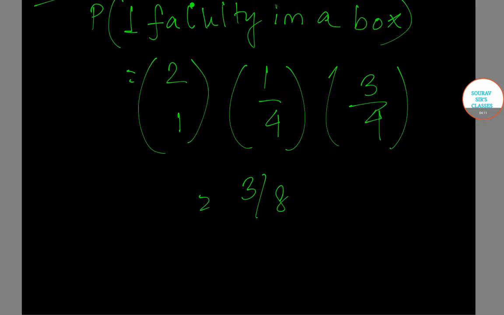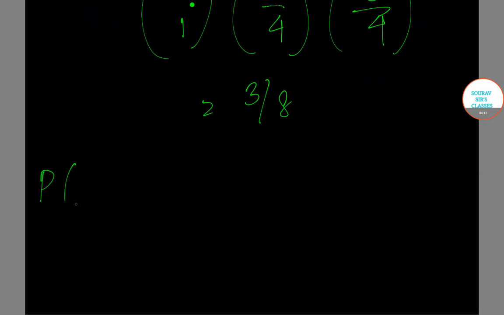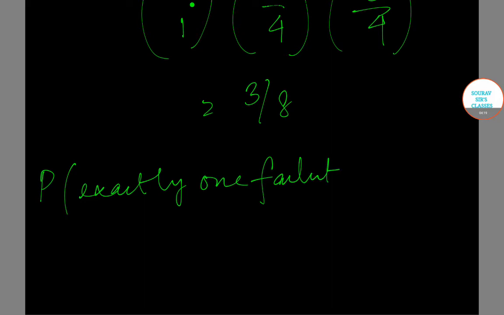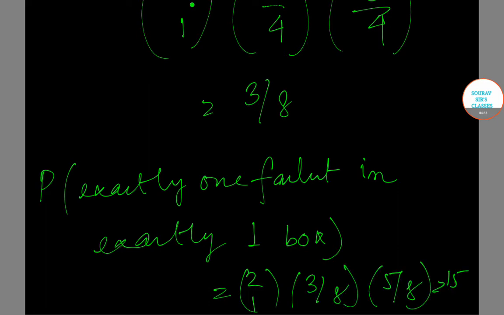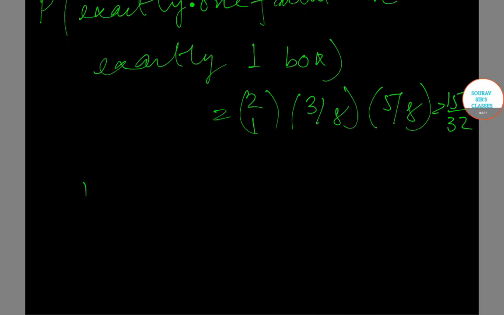Now we are to calculate the probability of exactly one fault in exactly one box. That will be equal to 2C1 multiplied by 3/8 multiplied by 5/8, which is equal to 15/32. So 15/32 is our answer.